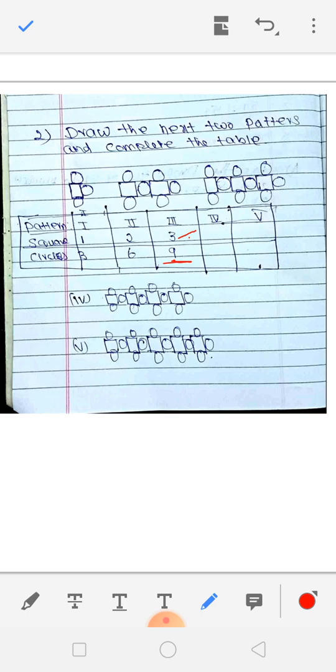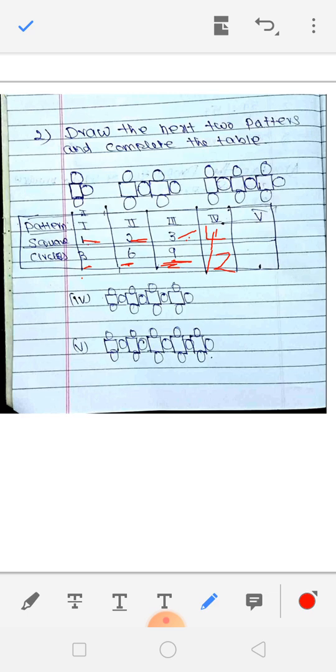So what will the fourth one be? Look at the square numbers: 1, 2, 3, and the next one must be 4. Look at the circles: 3, 6, 9, and the next one will be 12, because it follows the 3 times table. So squares are adding one by one, but circles are adding in multiples of 3.